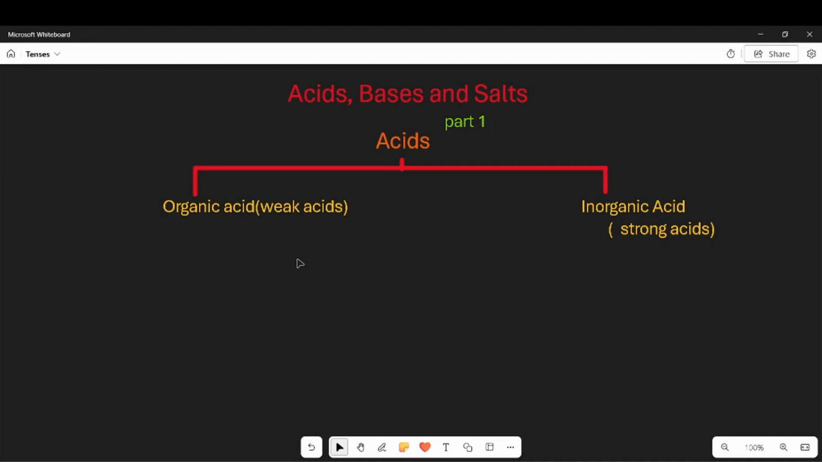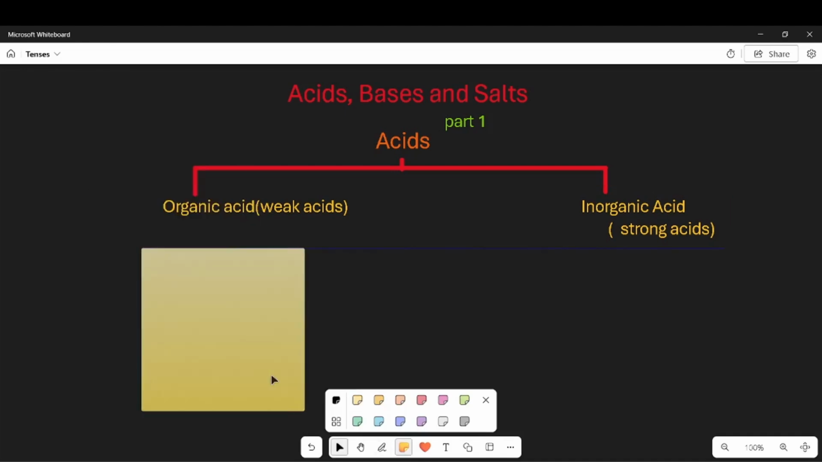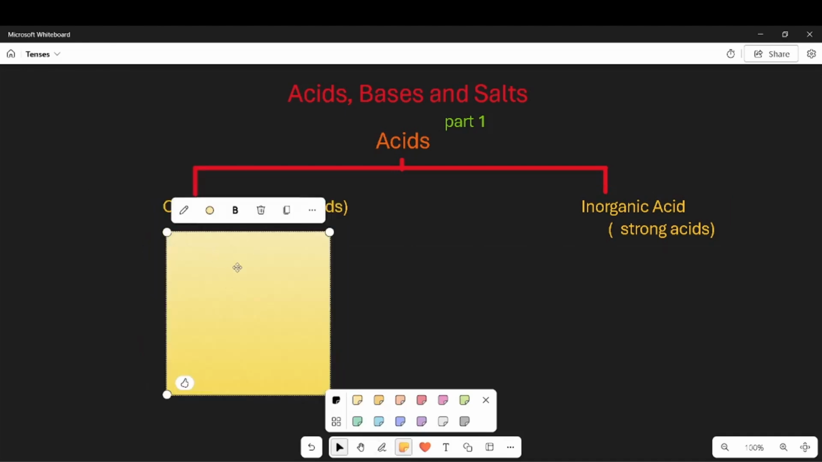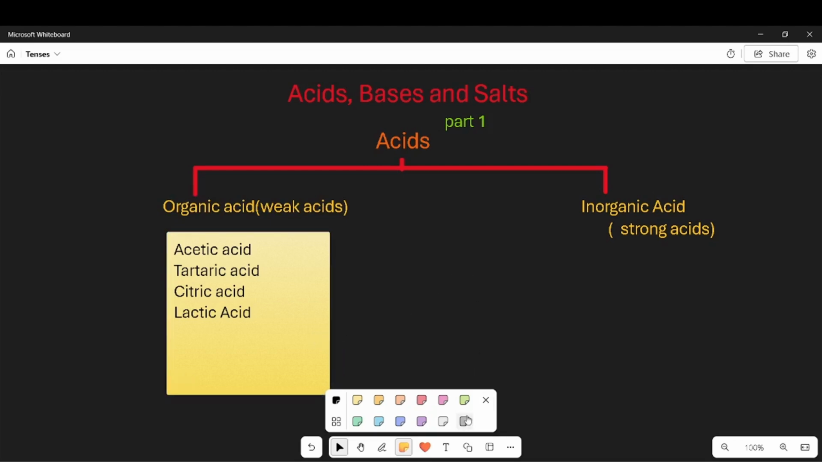Now let's go with the examples of organic and inorganic acids. So let's say we have acetic acid, we have tartaric acid, we have citric acid, and we also have lactic acid. So these are a few examples of organic acids.